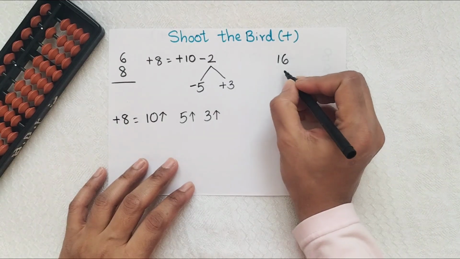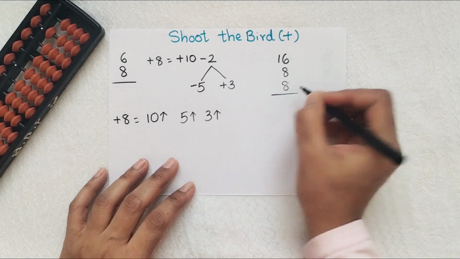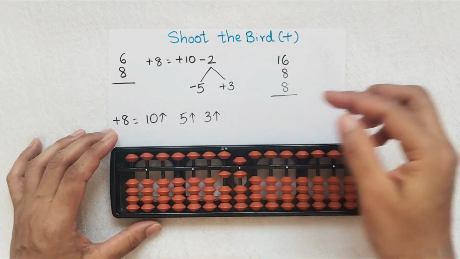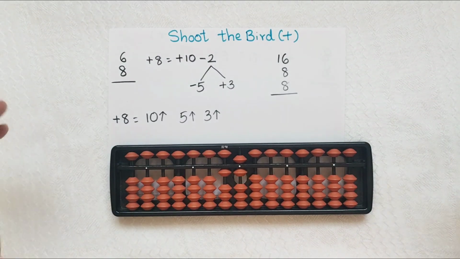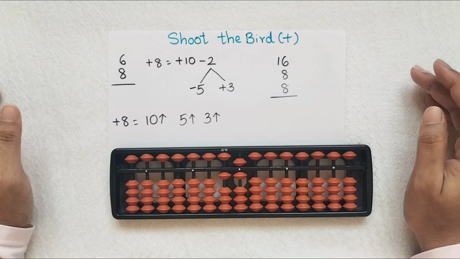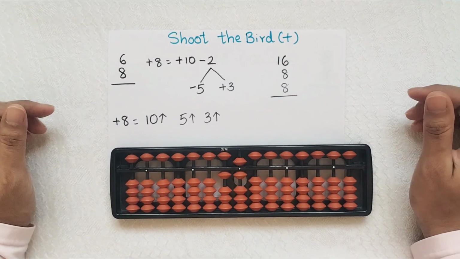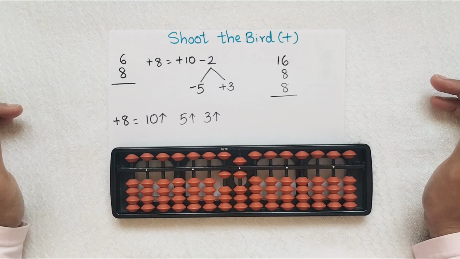16 plus 8 plus 8. Let us try this. Let me place the number first. 16. Now plus 8. What will I do here? Now we have also learned big friend addition of 8. And we also know shoot the bird now. So which technique are we going to follow here? How will we decide? Okay.